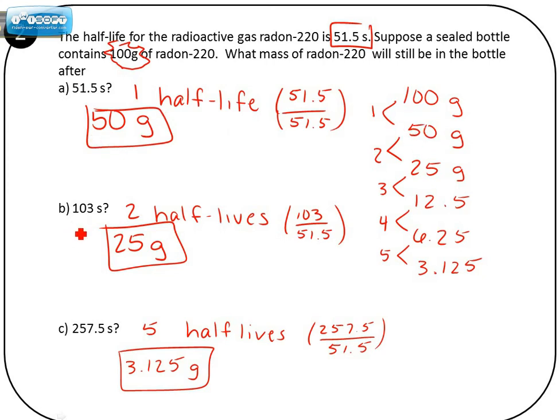103 seconds, that's 2 half-lives. So we have 25 grams left. And 257.5 seconds, that's 5 half-lives. You can see the work here. You just take your time divided by the half-life, and that gives you 5. So 5 cut in halves leads us to 3.125 grams.